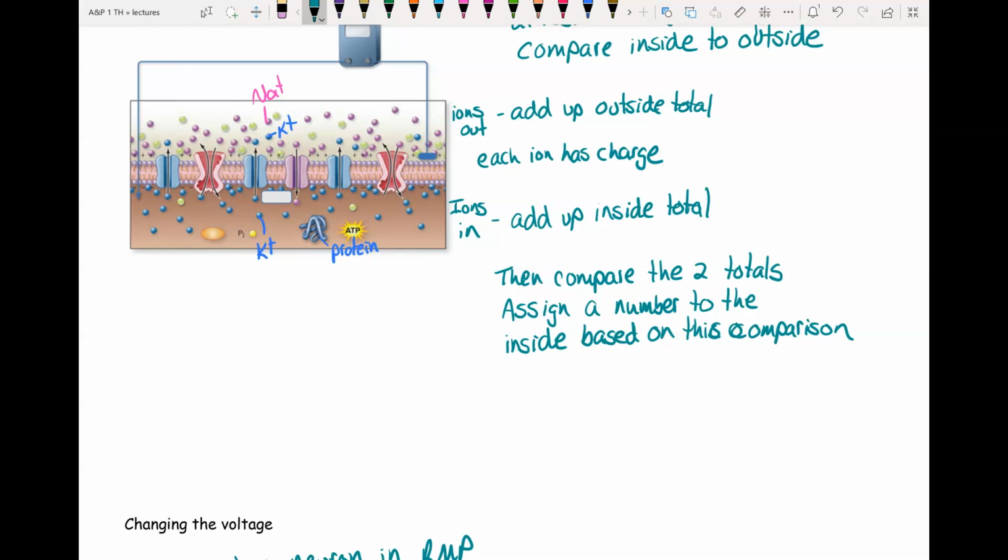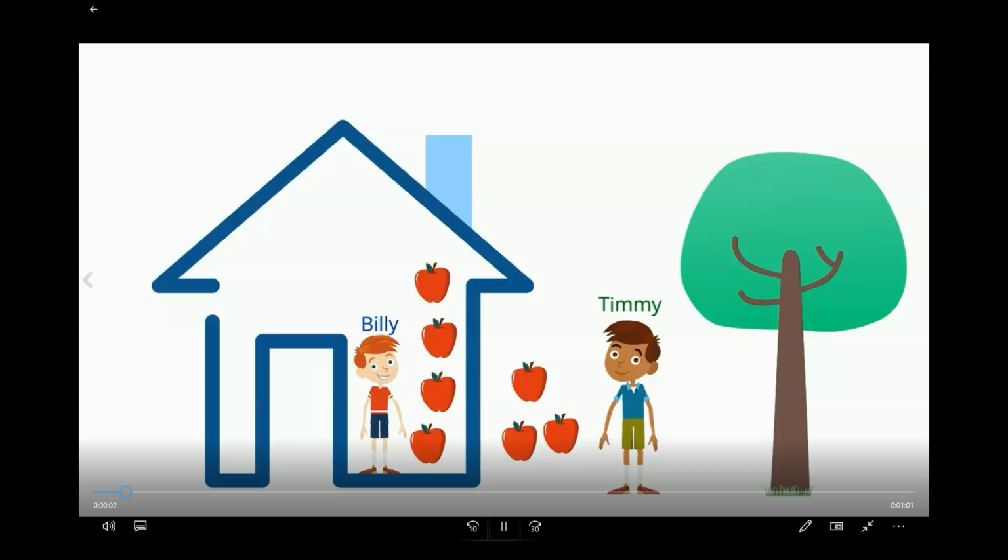Here is an animation to help you understand this idea. For resting membrane potential, you compare how many cations are inside to how many cations are outside the neuron. Then you assign a voltage to the inside of the neuron based on this comparison. Here, Billy is inside and he has 4 apples. Timmy is outside and he has 3 apples. When we compare these, Billy has 1 more than Timmy, so we assign Billy a voltage of positive 1.